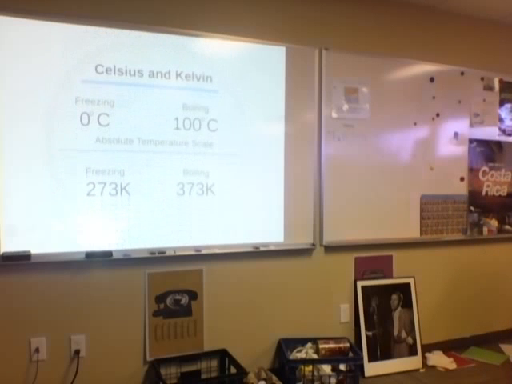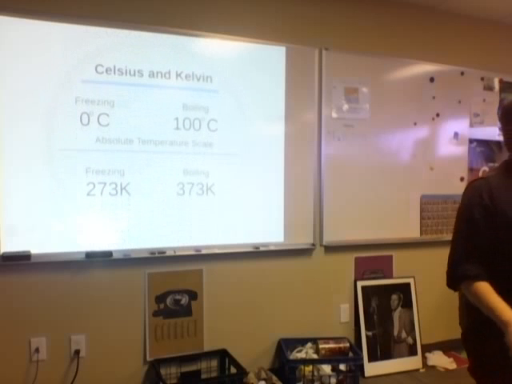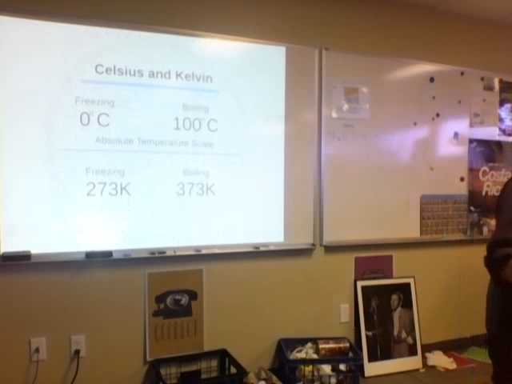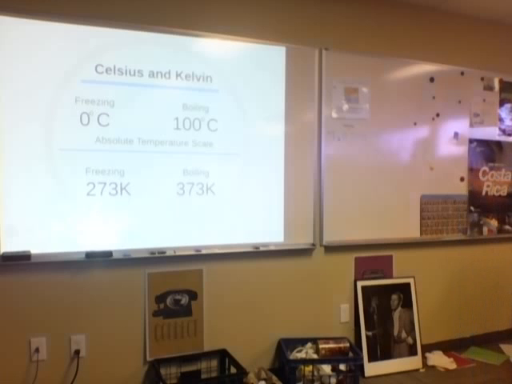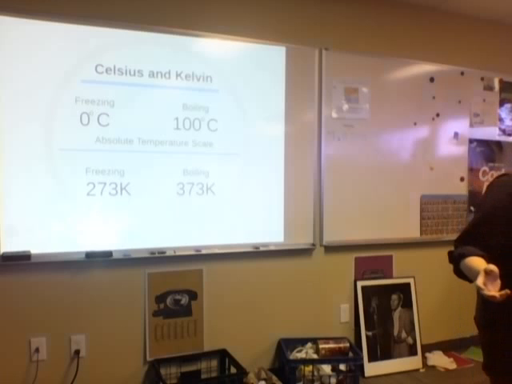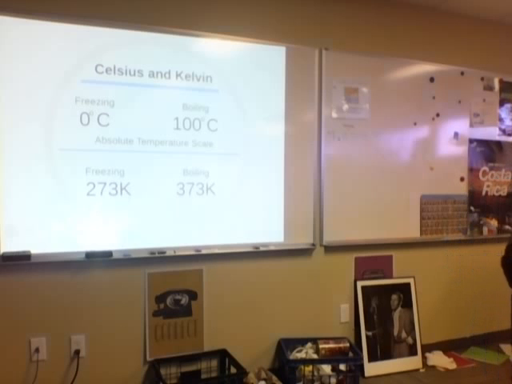And next is our Celsius and Kelvin temperature scales. The Celsius temperature scale is very easy to understand because 0 degrees Celsius is set at the freezing point of water, and 100 degrees Celsius is set at the boiling point of water. Now, the Kelvin temperature scale is different because it's considered an absolute temperature scale. So for this, the freezing point of water, or 0 degrees Celsius, would actually be 273 Kelvin, and the boiling point would be 373 Kelvin.